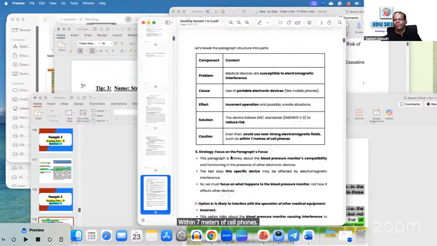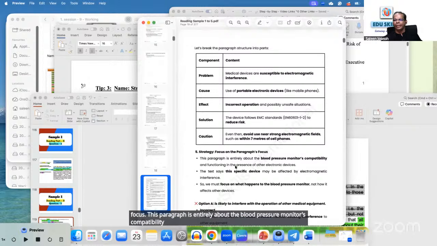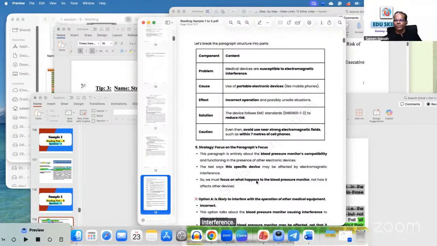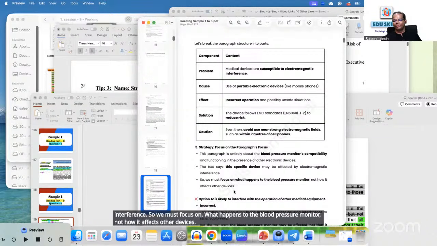Strategy: focus on the paragraph's focus. This paragraph is entirely about the blood pressure monitor's compatibility and functioning in the presence of other electronic devices. The text says this specific device may be affected by electromagnetic interference. So we must focus on what happens to the blood pressure monitor, not how it affects other devices.